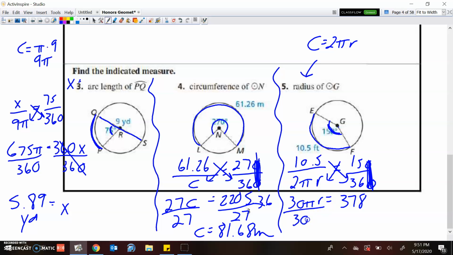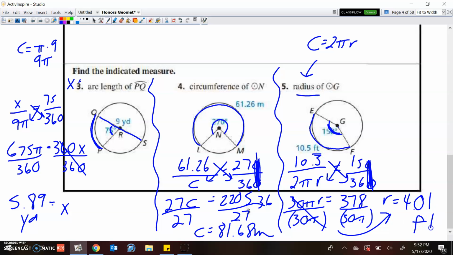Divide both sides by 30 pi. And that all cancels, and I'm left with r equals 378 divided by parentheses 30 pi. It's going to give me 4.01. And this is involving the radius, so it's the length value, so I'm going to have to mark it with feet. Don't forget the units. Okay? All right, let's turn the page.